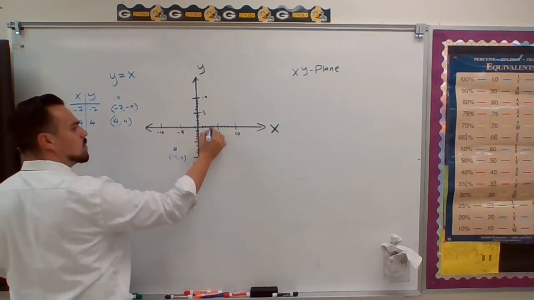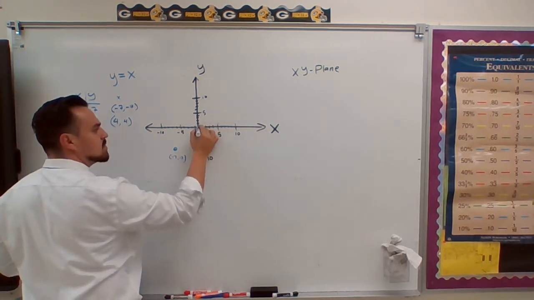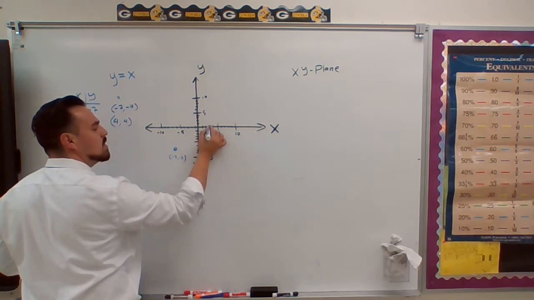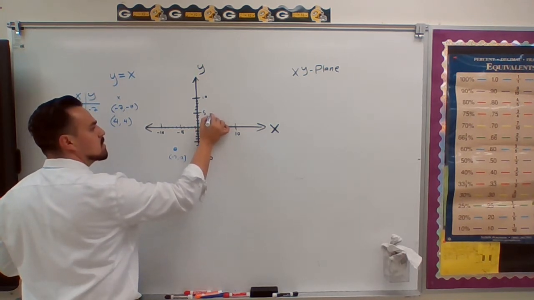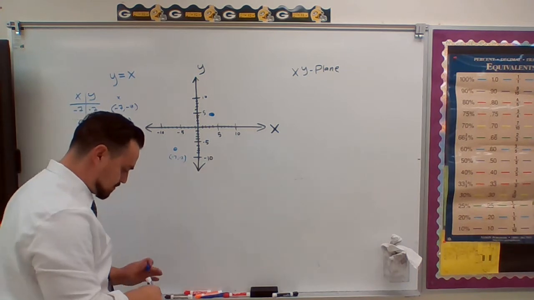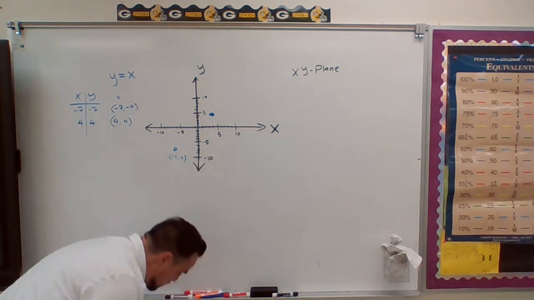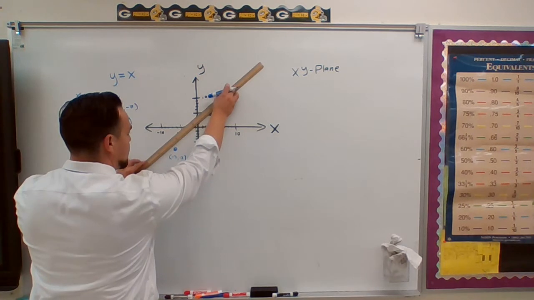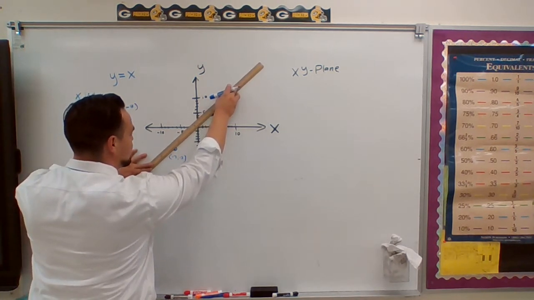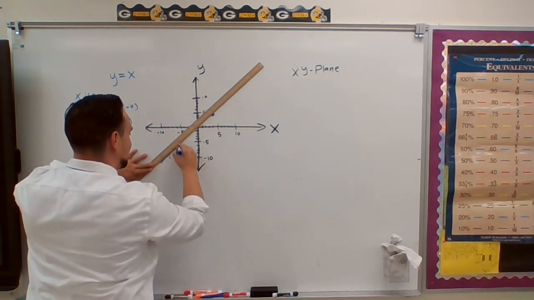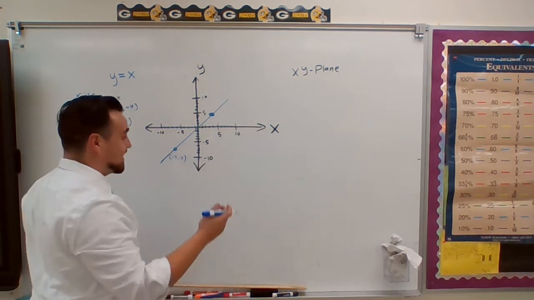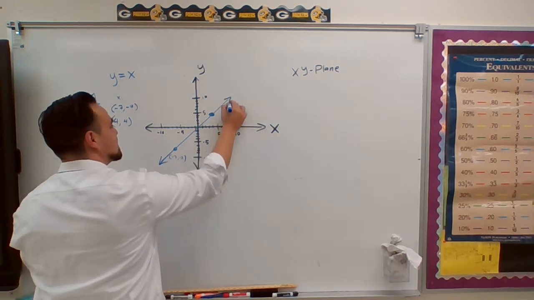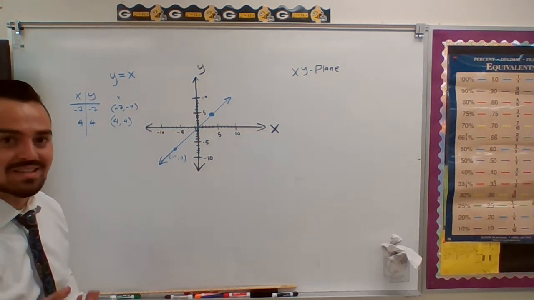And then my other point is 4, 4. I always start at my central hub of 0, 0. I go 1, 2, 3, 4, and then up 1, 2, 3, 4. Right there. And then I'll use a straight edge to draw my linear relationship. Maybe now you can see why I keep on calling it a linear relationship. I'm not trying to be punny. That's just what it's called, because it can be represented graphically as a line.